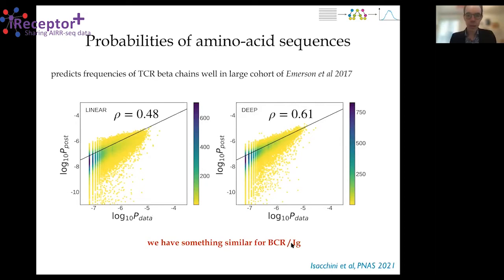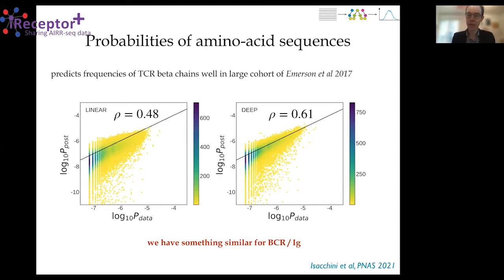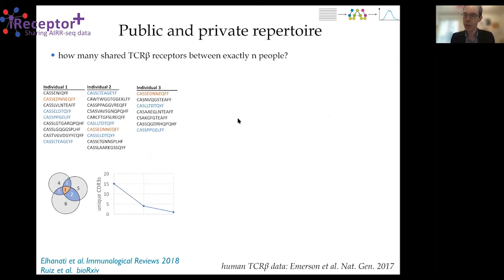So what can we do with this model? Before, I said that we have this pgen, that's the probability that a particular sequence is generated, and with this p-post, so this pgen modified by the selection factor, now we have a model for the probability of a sequence being found in the blood. There's many things we can do with it, but one thing that's sort of fun is to revisit the question of public repertoires. And that's the question of how much sharing you expect between unrelated individuals.